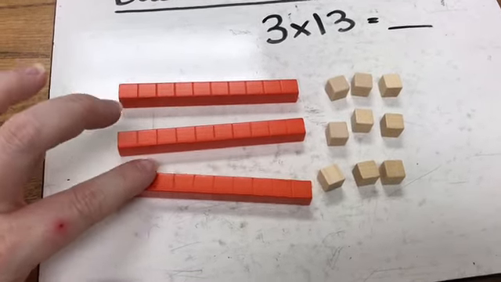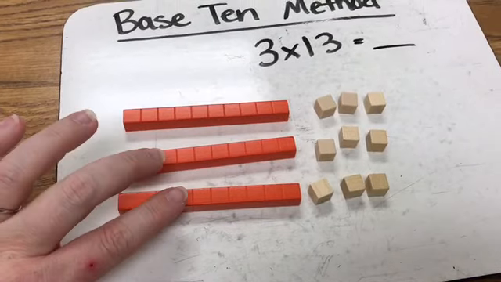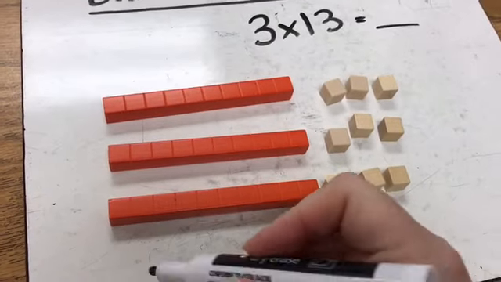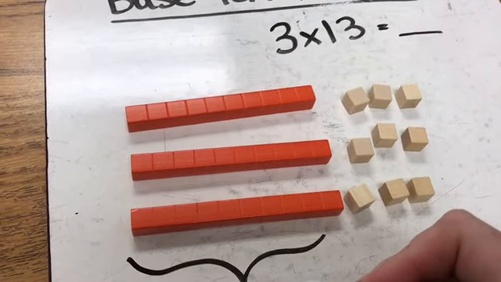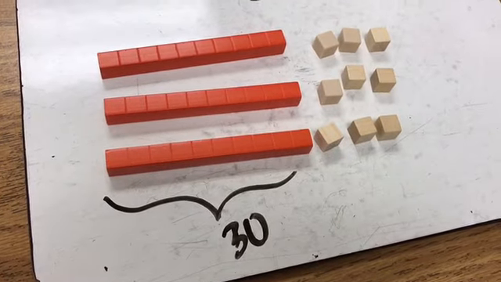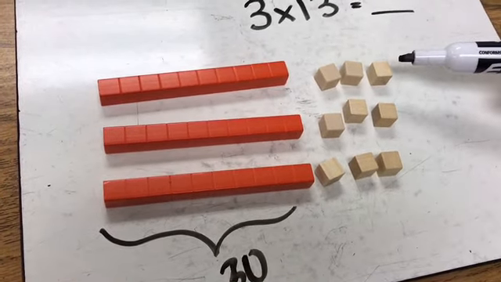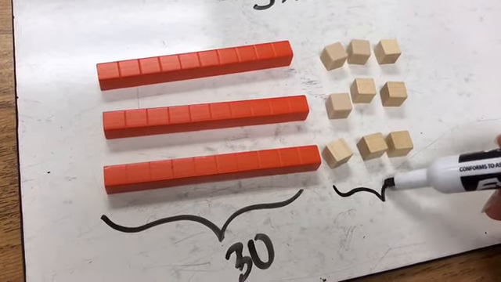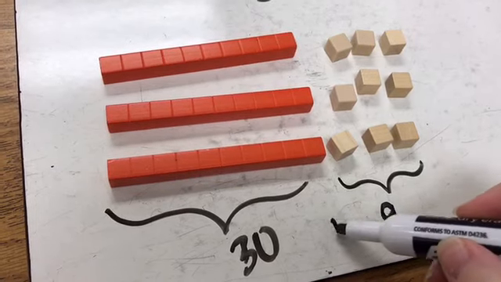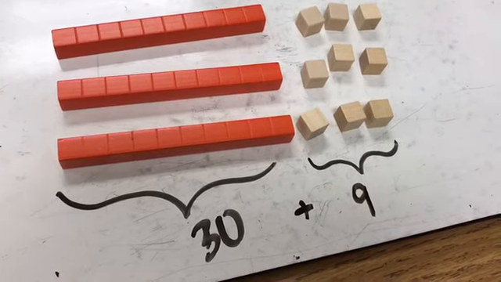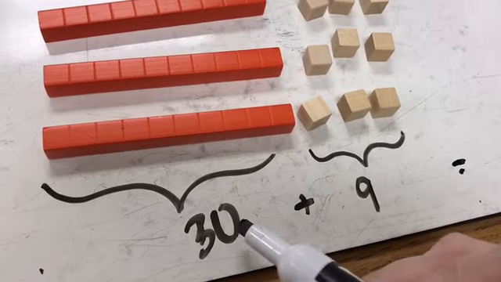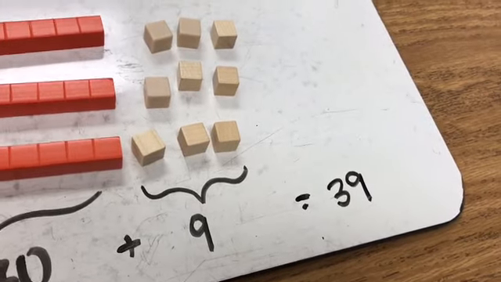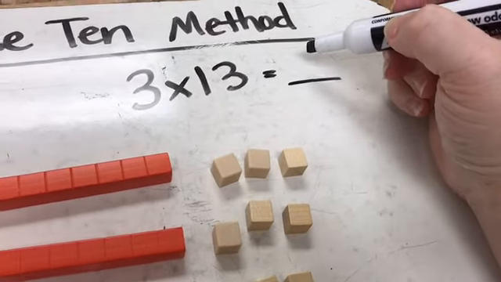I know that each long is worth 10. So if I have 3 of them, that's 10, 20, 30. Okay? So I know this is 30. And then I know here I can count by 3s. 3, 6, 9. So I know my ones all equal 9. And to find what my final product is, I'm going to say 30 plus 9 is 39. And that's my answer to 3 times 13.